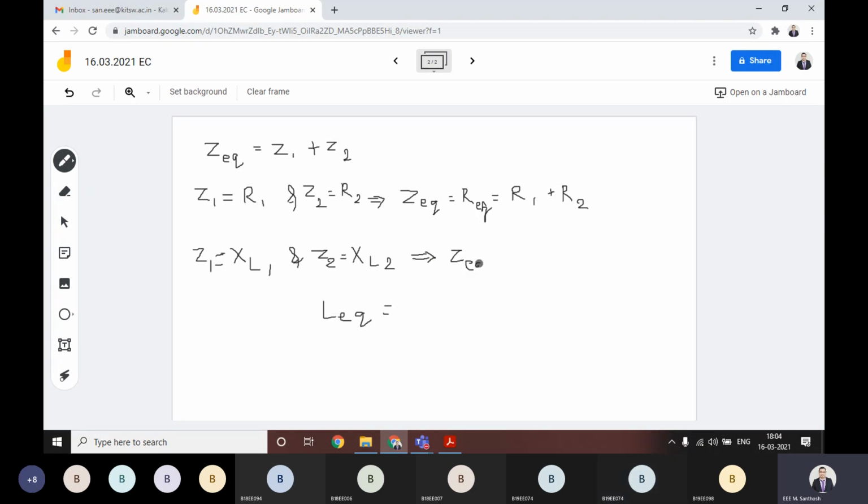How did we get that? Z equivalent is actually, first we are calling XL1. Z1 is equal to XL1, I simply substituted, then plus XL2. What is the formula for calculating inductive reactance?